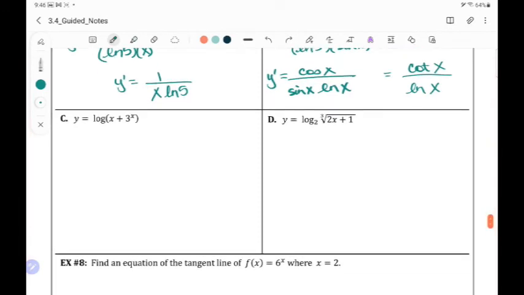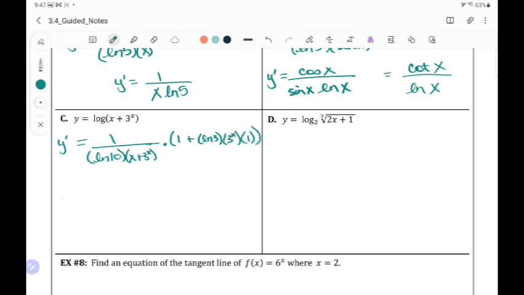Now, C, we've got the log of x plus 3 to the x power. So on this one, same thing. We're going to have 1 over the natural log of the base. What is the base? It's a 10. Whenever they don't have it there, remember it's a 10. And then times whatever was in the log, x plus 3 to the x, times the derivative of x plus 3 to the x. So the derivative of x is 1 plus the derivative of 3 to the x. That's going to be ln of 3 times 3 to the x times 1, which is the derivative of x.